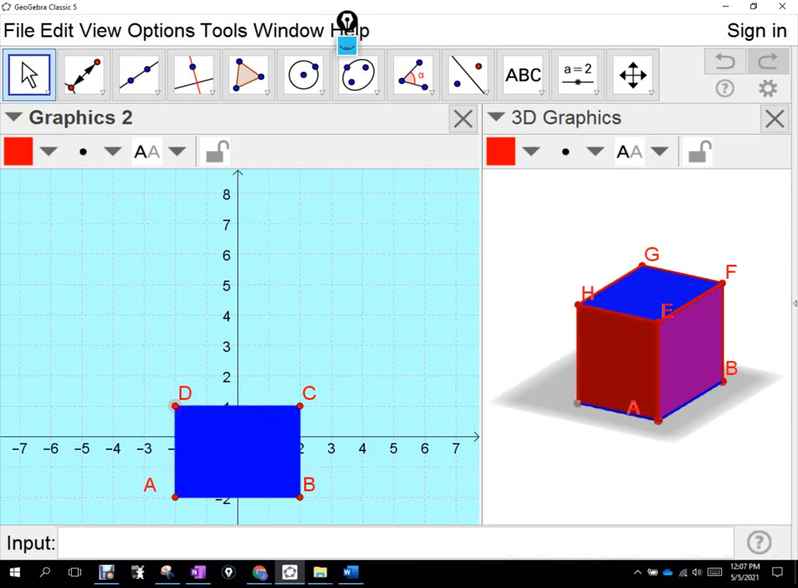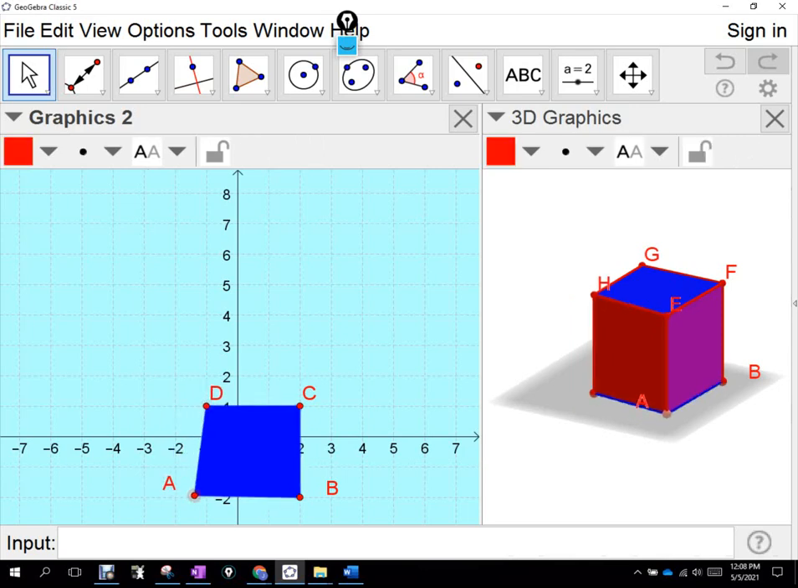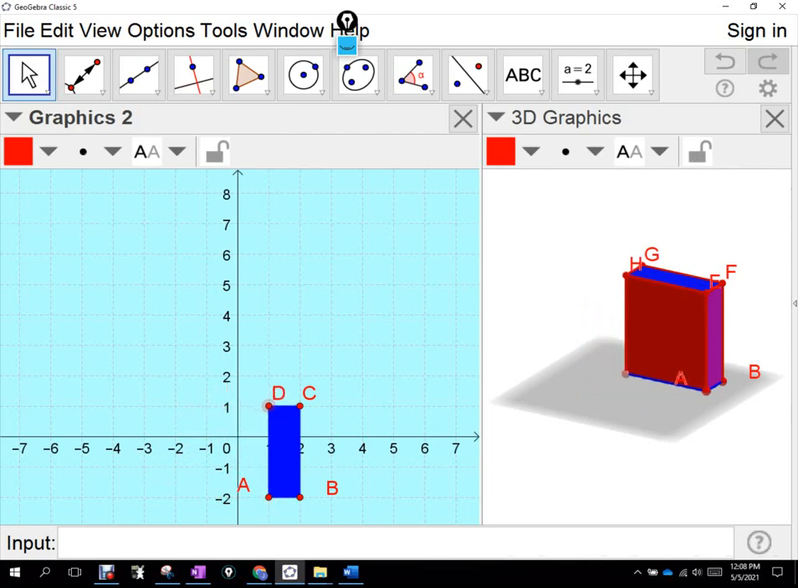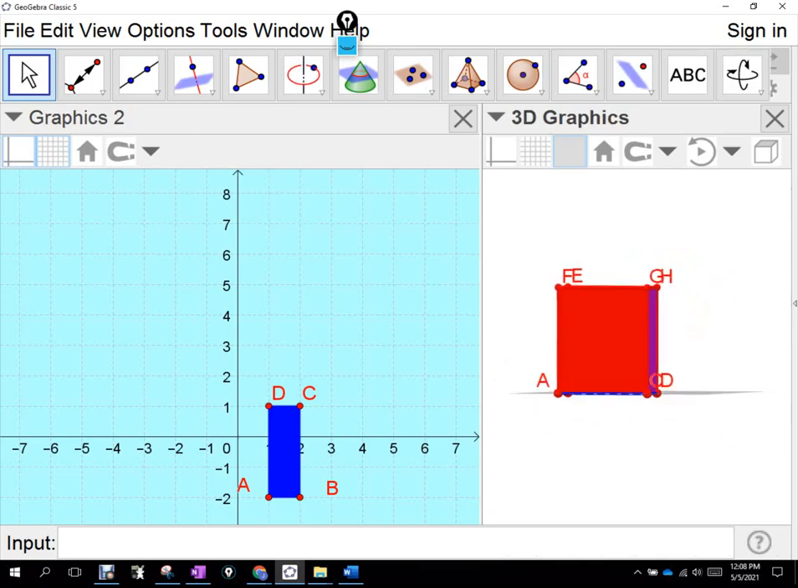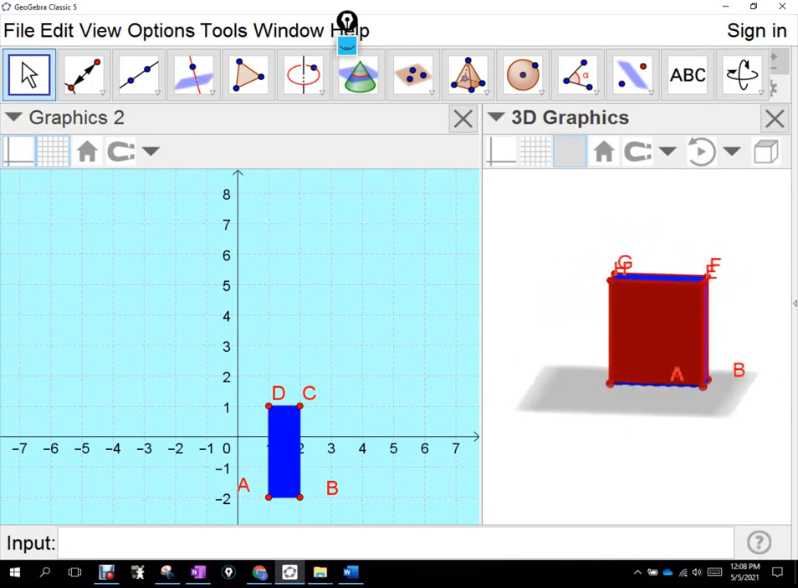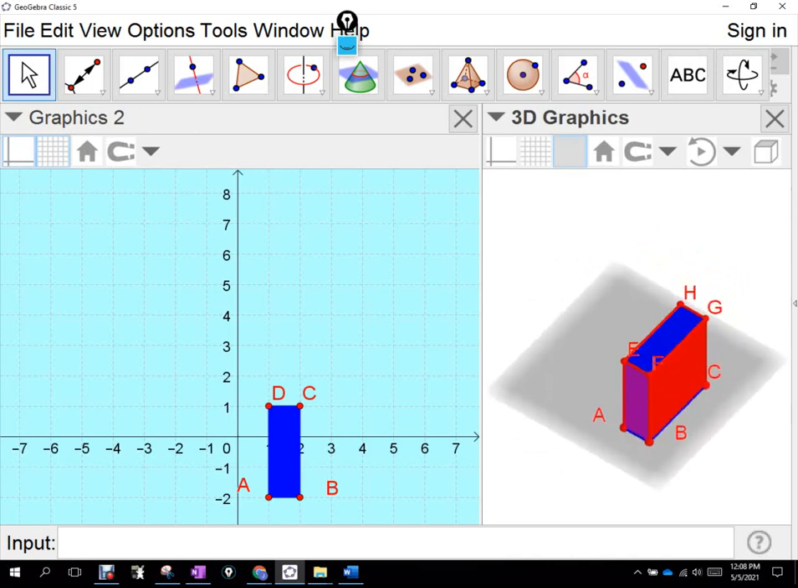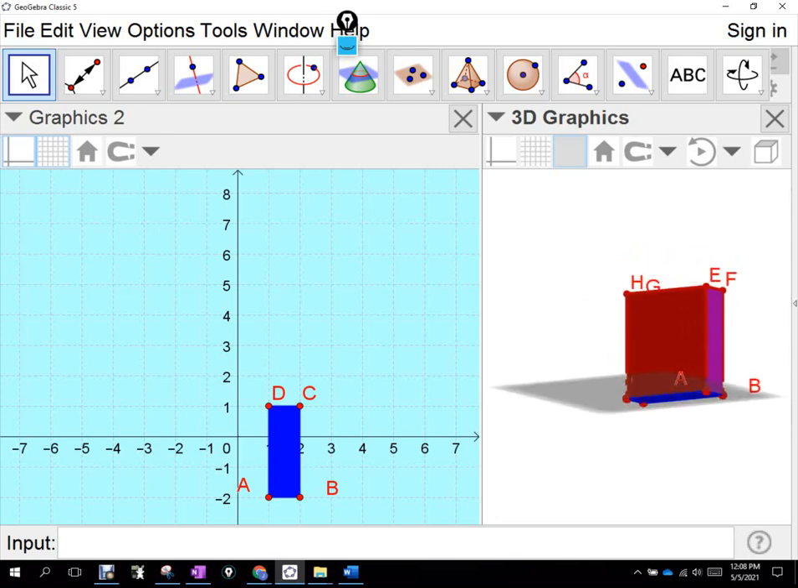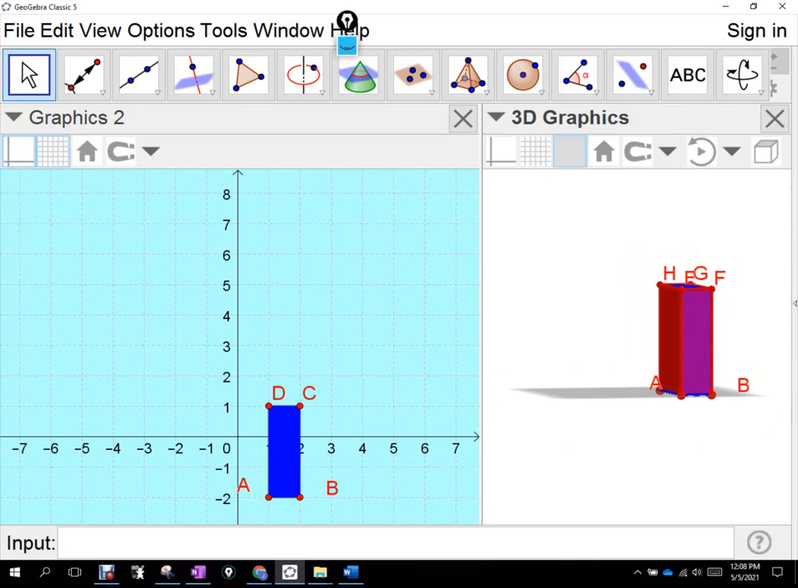Okay, so what kind of shape is this blue shape right here now? Rectangle. Let's make it a little bit thinner. All right, rectangle, right? Over here, what does that produce for us? What would you call that if the base is a rectangle? It's a rectangular prism.